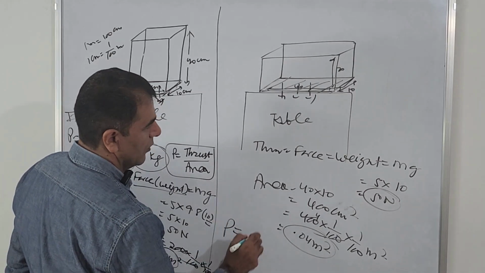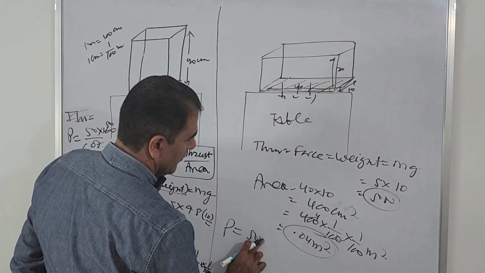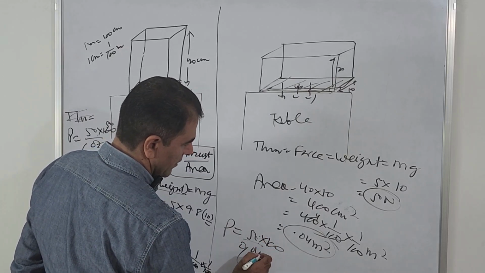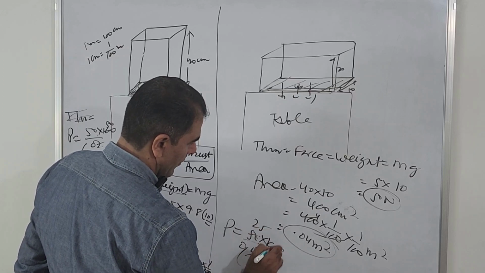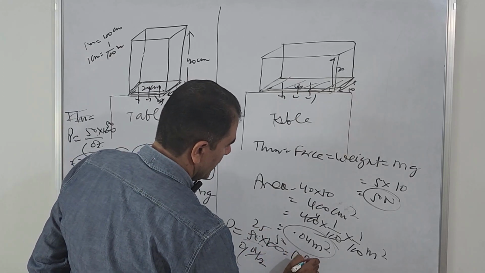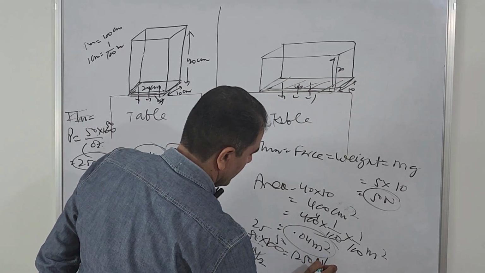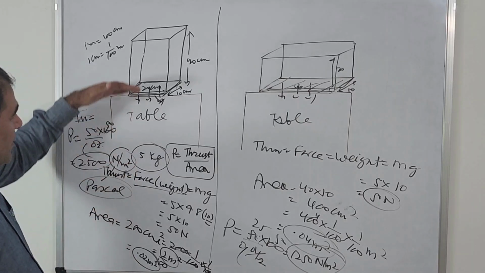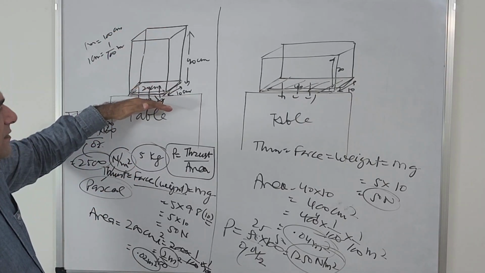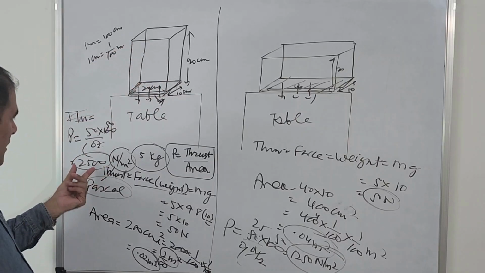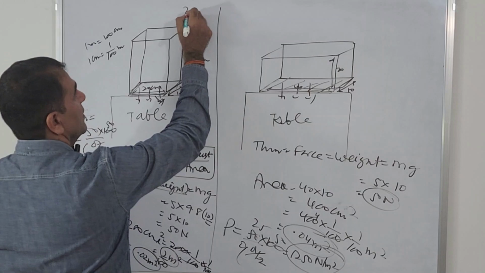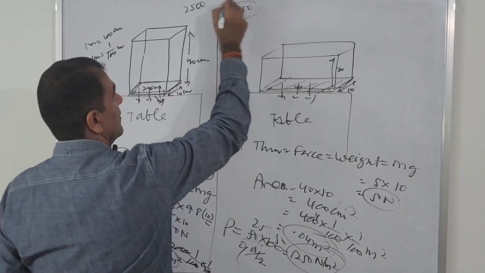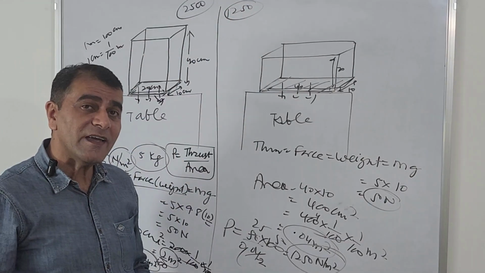So pressure in this case will be equal to 50 divided by 0.04. So it will become 100, and so it is 1250 Newton per meter square. So you see that in this case, when the body was vertical, what was the pressure? 2500. And in this case, pressure is 1250. Can you tell me why it is so?